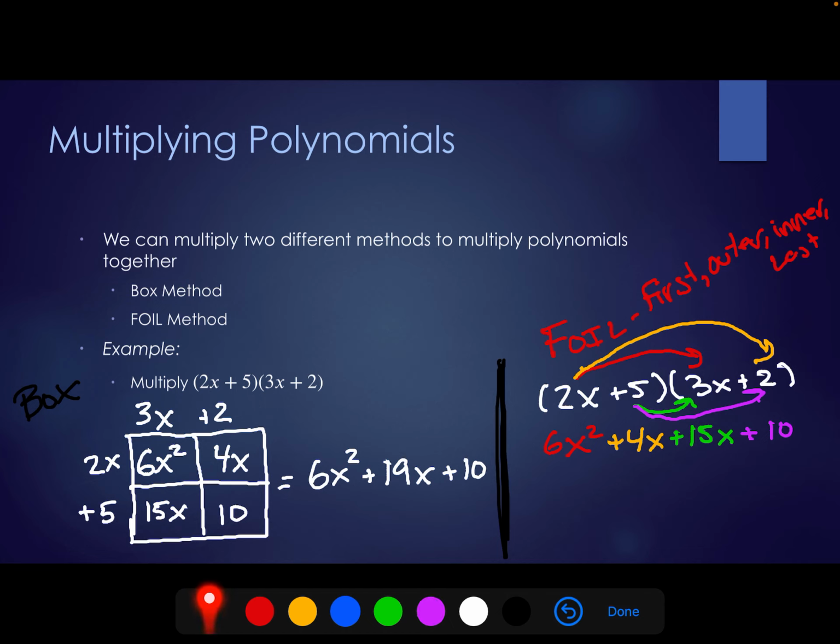Now we just have to take a look and combine our like terms. So again, our like terms are this 4x and 15x, so we combine those, and then we get our final simplified version of 6x squared plus 19x plus 10.